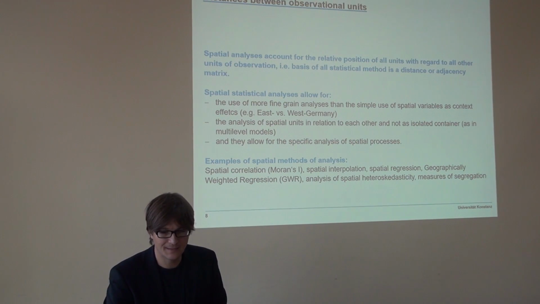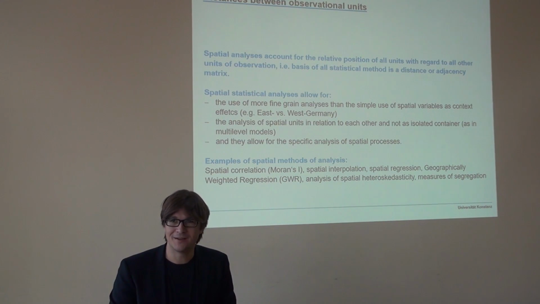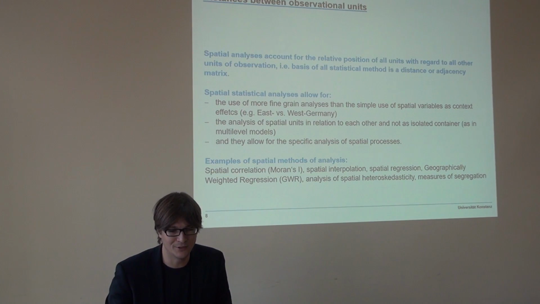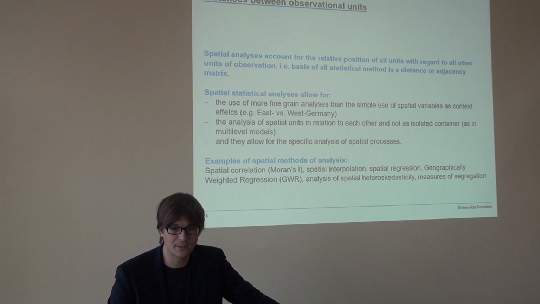So there are a lot of different methods, and I will show you a lot of them, and then we will do some spatial regressions on our own, but I will name them here, and then it's okay for today. So there's spatial correlation. The most important measurement is Moran's I, and Moran's I just gives you a measure whether units that are close to each other are more correlated in some variable than units that are further apart from each other. Then you can do spatial interpolation, spatial regression, you can do geographically weighted regression. There are new measures of segregation that we can use.